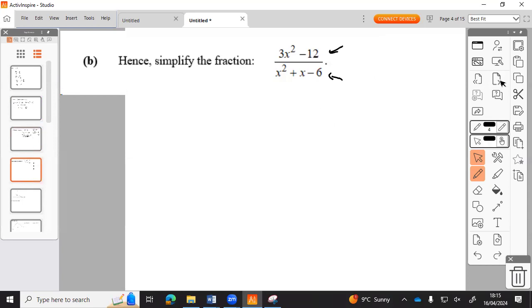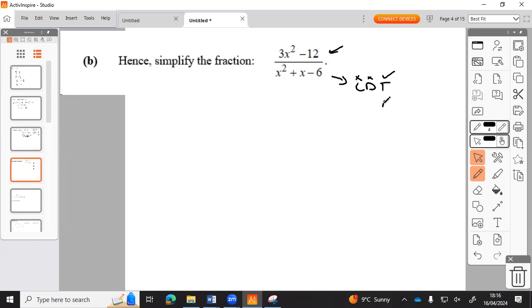So we've factorised the top bit, but we want to then factorise the bottom bit, so we've got it in its simplest form. Okay, so get the x squared plus x minus 6 into its simplest form. We're going to do that by factorising. There's no common factor, it's not a difference of 2 squares, it's a trinomial.